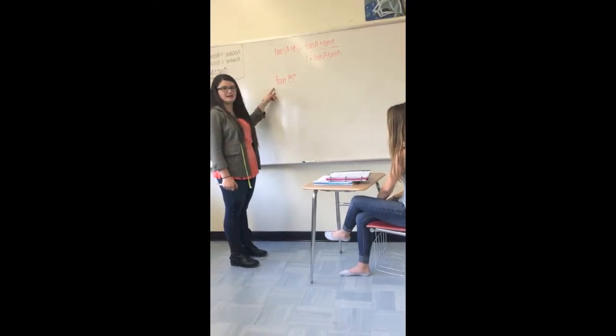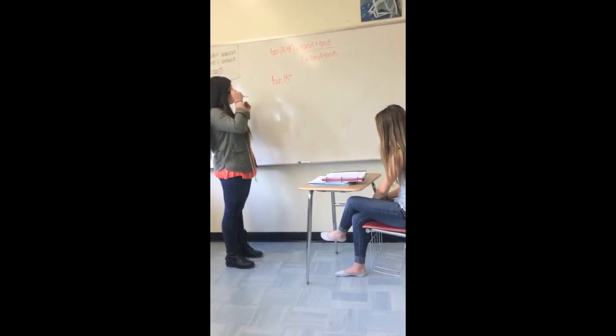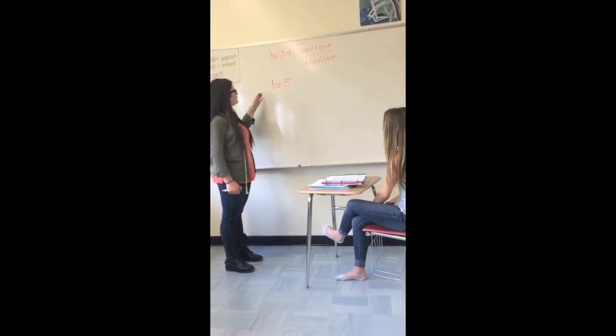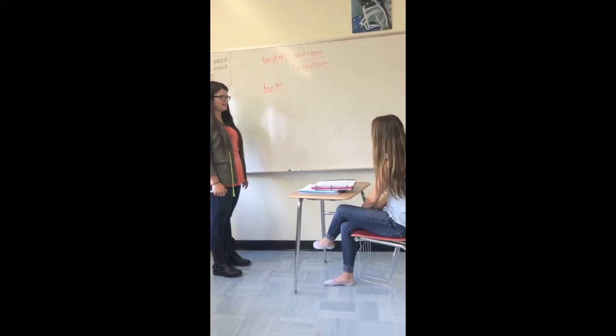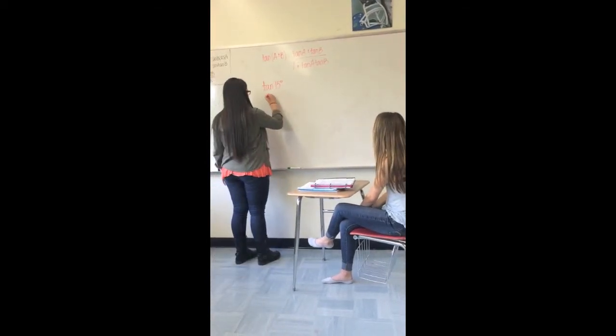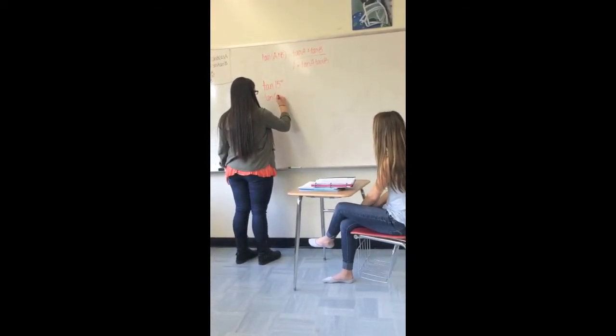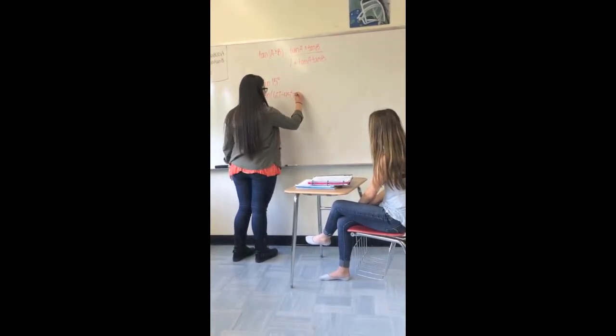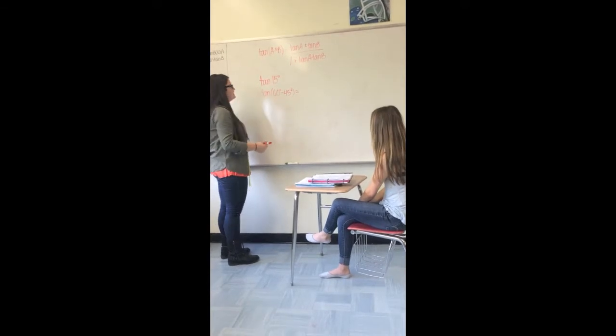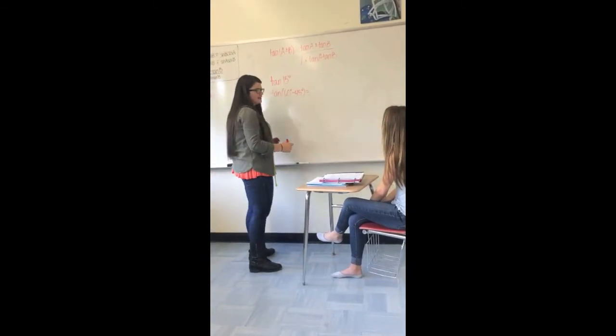Since tangent of 15 is an unknown angle, we are going to do either a sum or a difference. So for Hannah, what do you recommend we do? Tangent of 60 degrees minus 45 degrees. Okay, and that gives you 15, and it's a difference. So what should we do based on the equation?